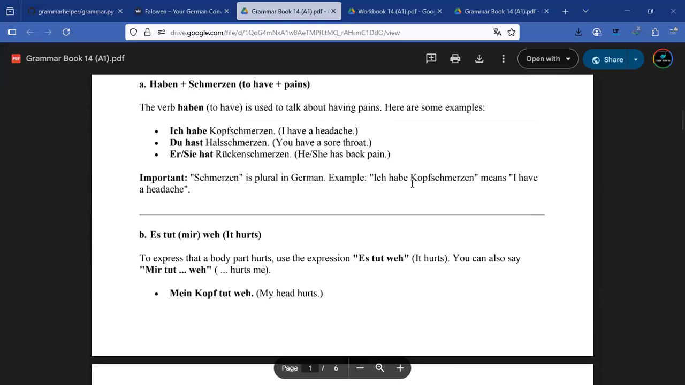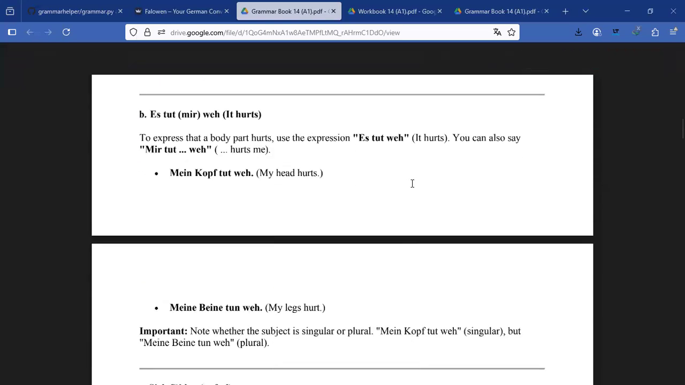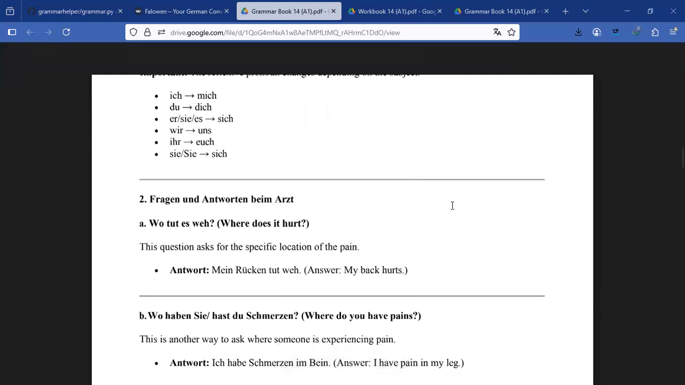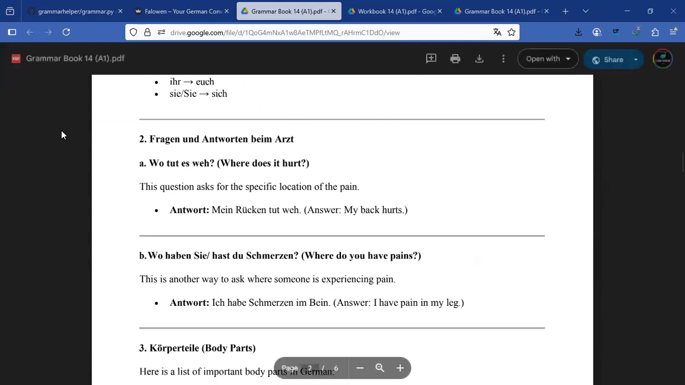Now, what we have done so far is expressing yourself, like I'm feeling weak and so on. But let's learn how to ask the question, right? Maybe where is it taking you and where is it paining you and all that. So the W question is what? W question plus verb plus pronoun plus other things. And the verb comes second.